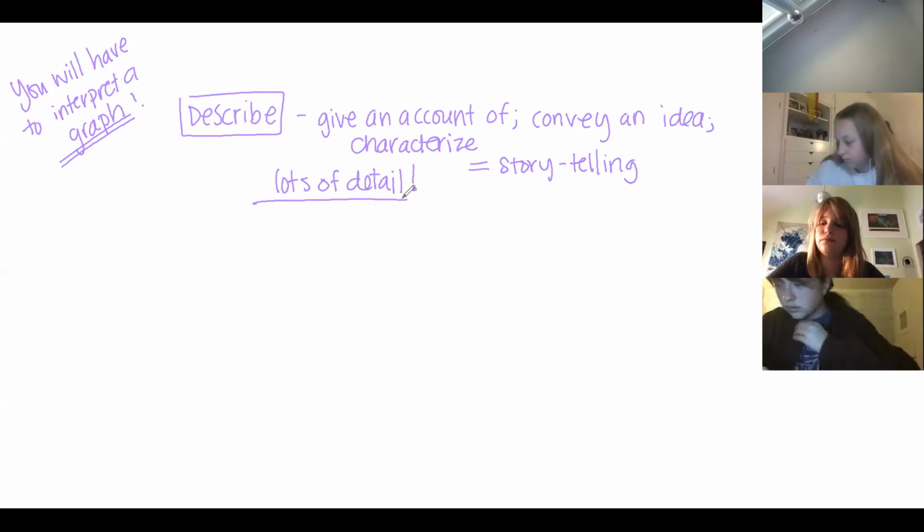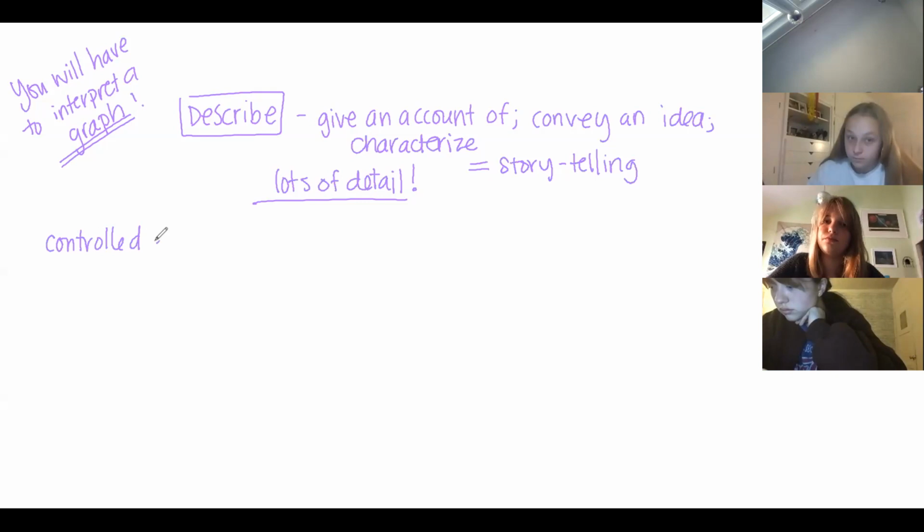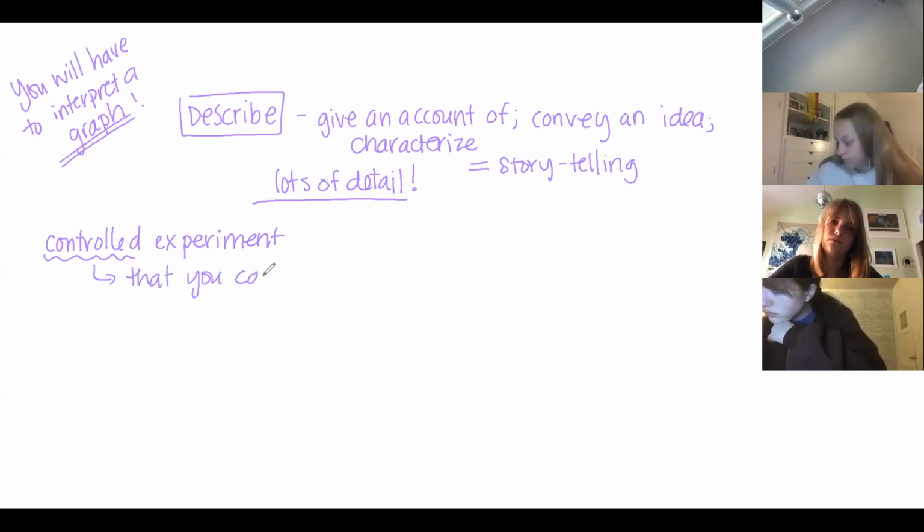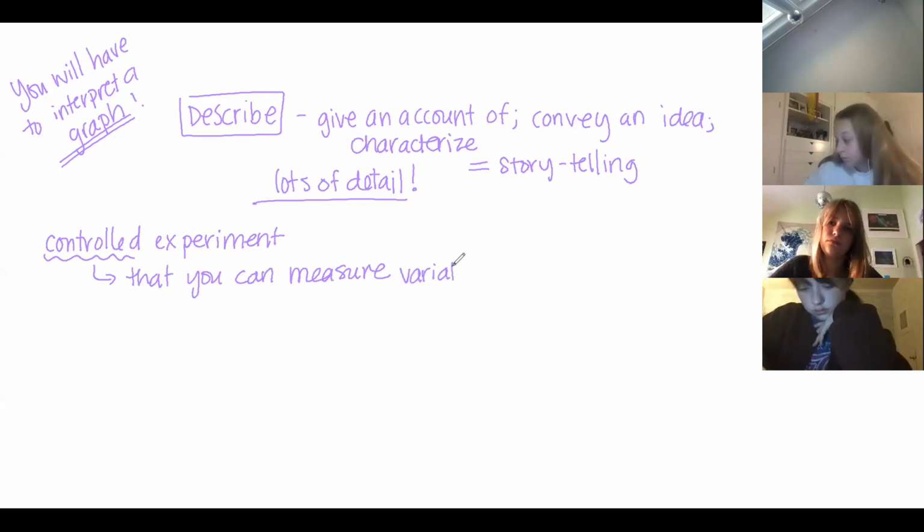And what are we describing? We're going to describe a controlled experiment. I just want to take a second to make sure we're all clear about what a controlled experiment is. A controlled experiment just means that you can measure some kind of variables or data. You can think of it as something that you set up.